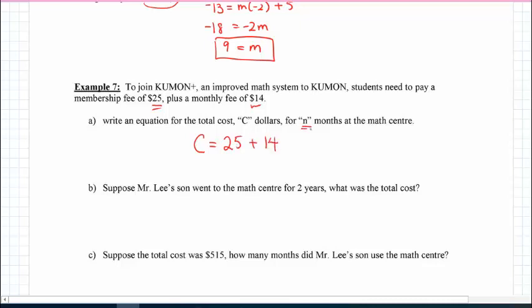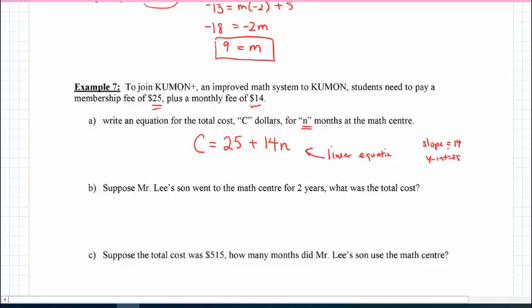Because you are going for n months, if you went for 1 month, you'd pay $14. If you went for 2 months, it'd be 14 times 2. If you went for 3, it'd be 14 times 3. So you went for n months, it'd be 14 times n. Okay? Hey, by the way, this is a linear equation, right? If I asked you just to tell me what the slope and the y-intercept would be, I know I didn't ask you, but if I did now, the slope would be 14, and the y-intercept would be 25.